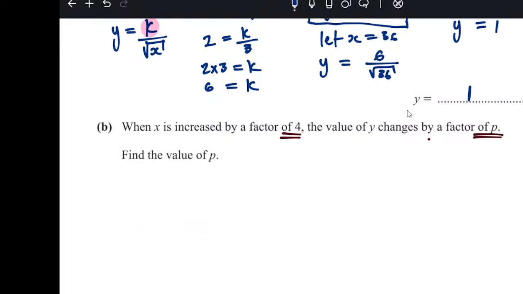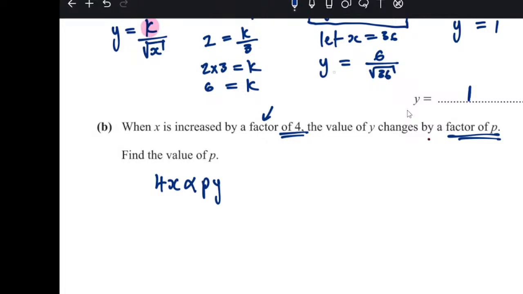Let's look at here. When x is increased by a factor of 4. Factor means you are multiplying. So if I'm increasing x by a factor of 4, it means it's 4x. Y changes by a factor of p. It means 4x is proportional to py. Kind of like that. When x changes by 4, y changes by py. Even if you put it as an equal sign, 4x is equal to py. No. 4x is proportional to py.